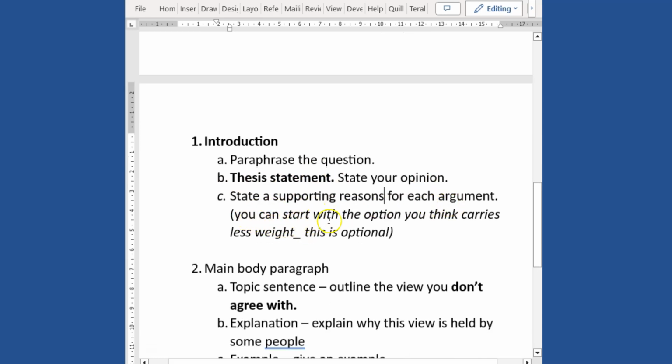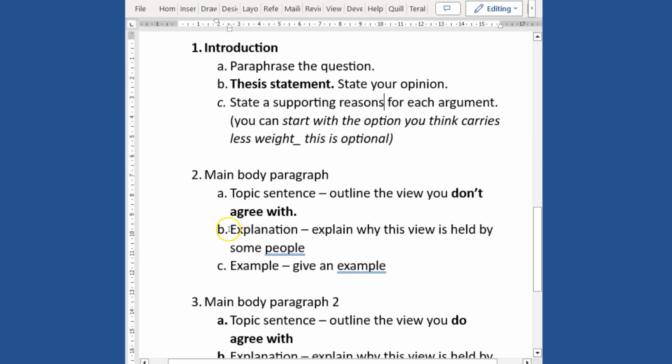You can start with the option that you think carries less weight. So if you think the advantages outweigh the disadvantages, you can start with the disadvantages first, and then you come to the advantages, but it is optional. We will look at it in detail.